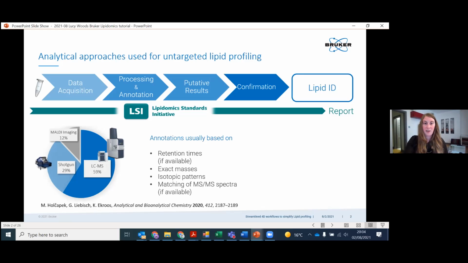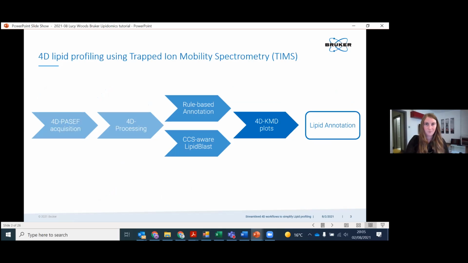However, we prefer to use the LC-MS-based approach so that we can add to this high confidence lipid annotation by utilizing retention times from either HILIC or reverse phase chromatography, as well as using high resolution, so exact masses, and utilizing isotopic pattern and matching of MS-MS spectra. And we want to combine as much of this data, or as many of these dimensions as possible, so that we're able to validate our data and report this accurate lipid annotation.